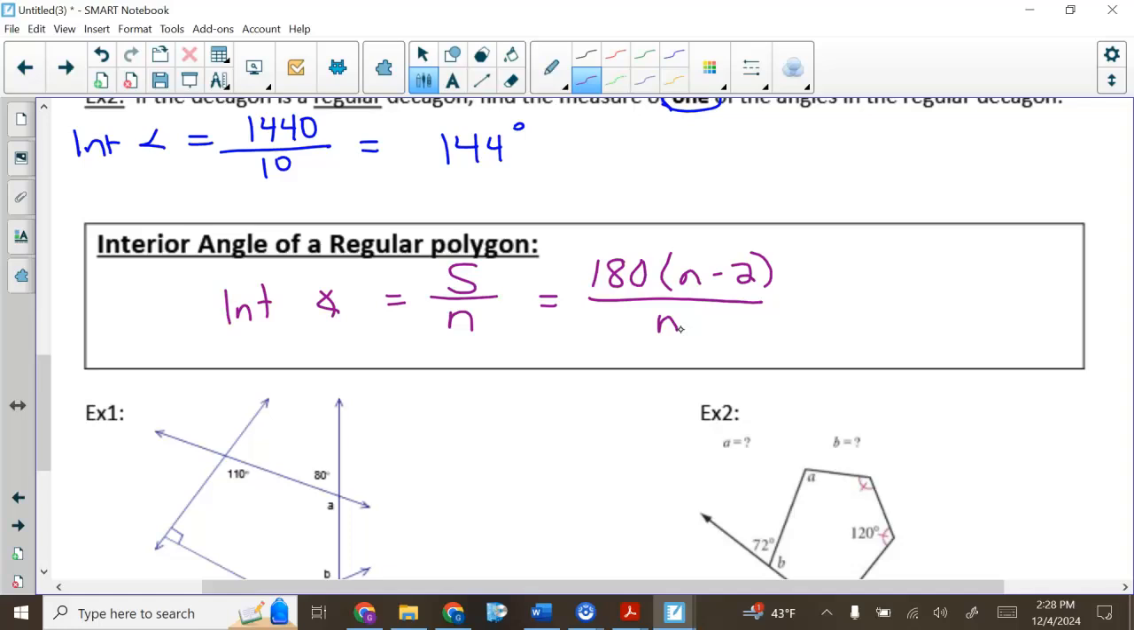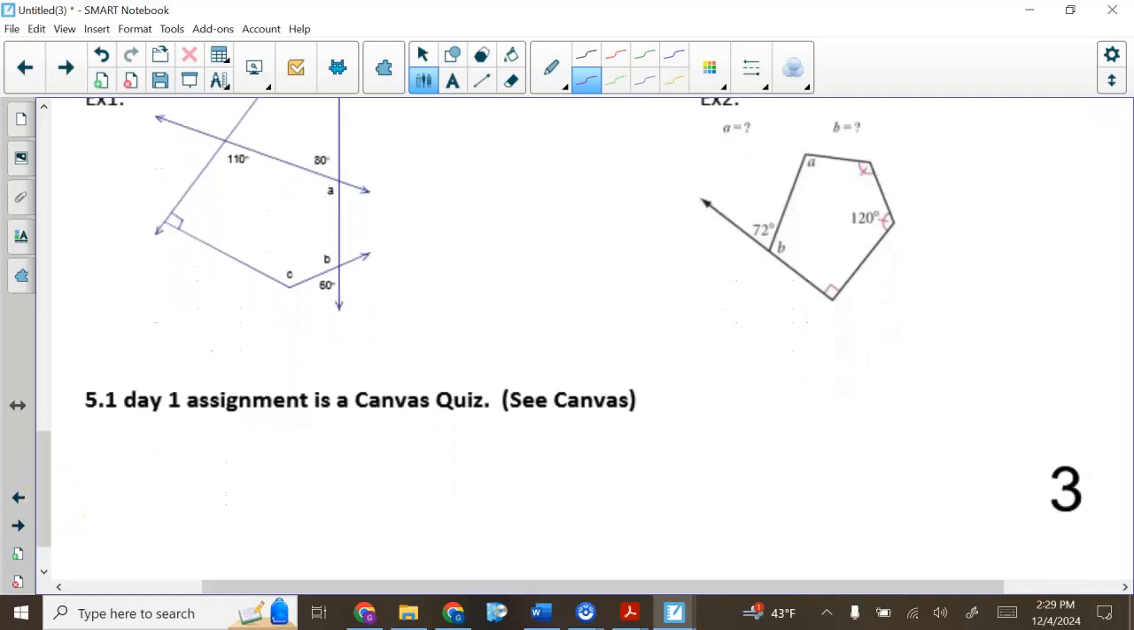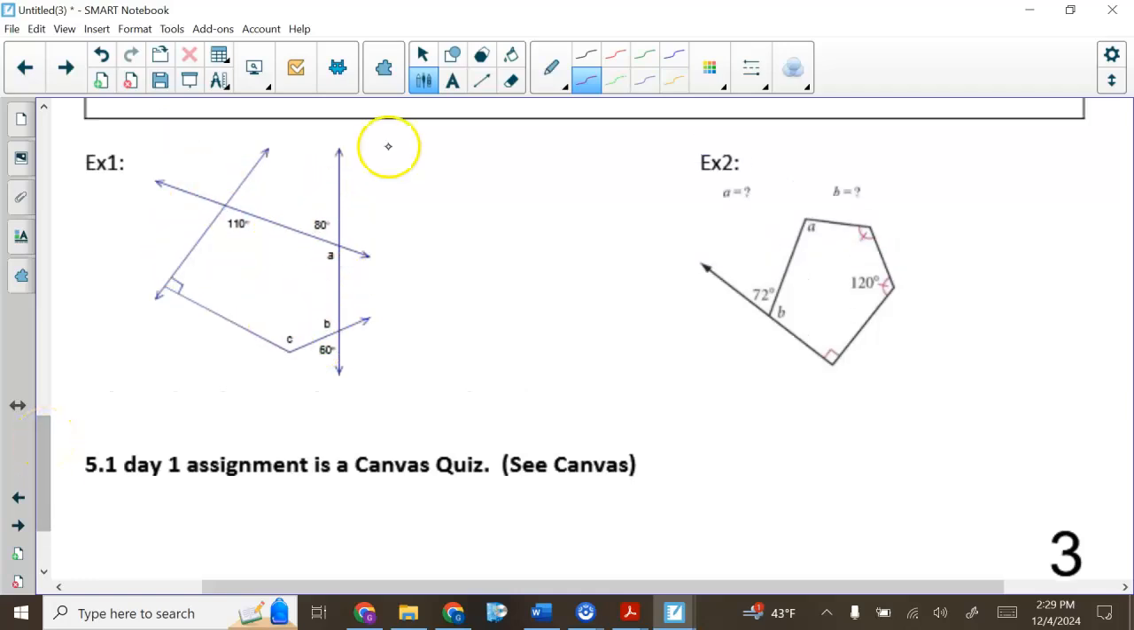So that's how we can get one angle if the polygon is regular. All right, so let's go down to this example 1. So first thing we need to do on an example like this is figure out how many sides our shape has. If you look at the inside shape here, it's got 1 side, 2, 3, 4, 5. So on this one, we're going to let n be 5.